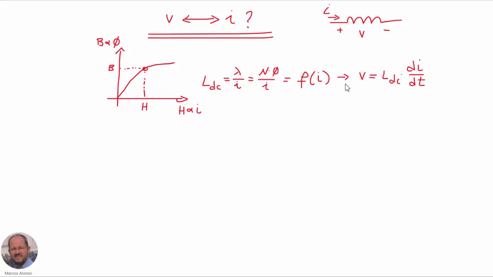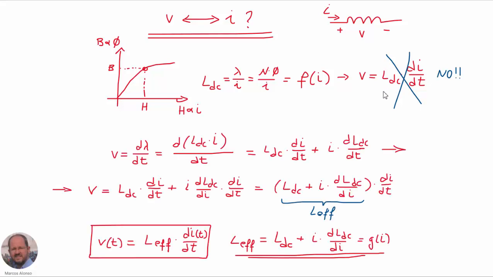So from here we could say that here we have a value of an inductance, so in principle the voltage will be this value of the inductance times the derivative of the current with respect to time. But this is wrong. This is not the value that we need to use in this differential equation. So let's investigate this a little bit further with these other equations here. What we know for sure is that the voltage across the inductor is going to be the derivative of the flux linkage in time.